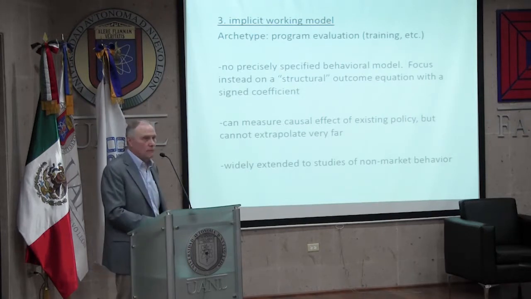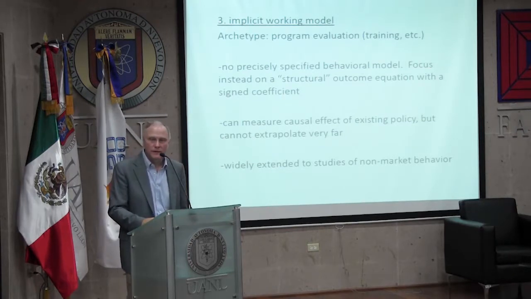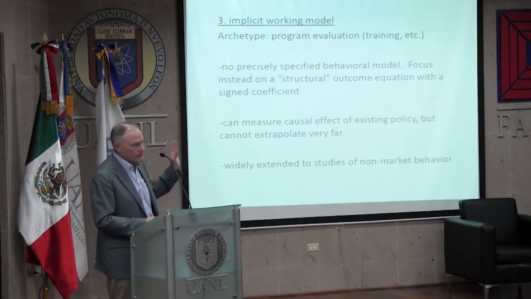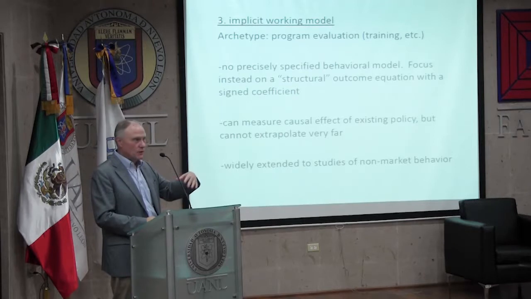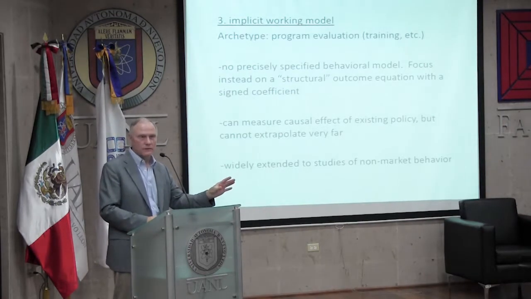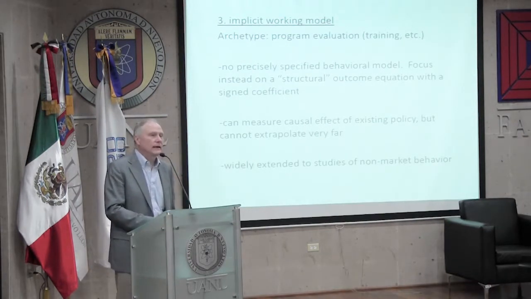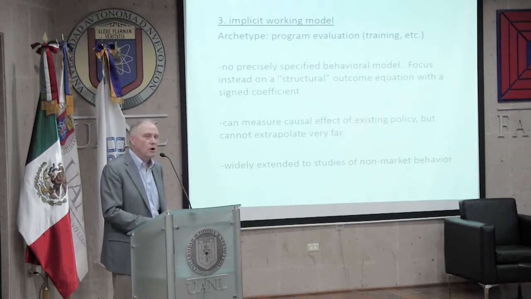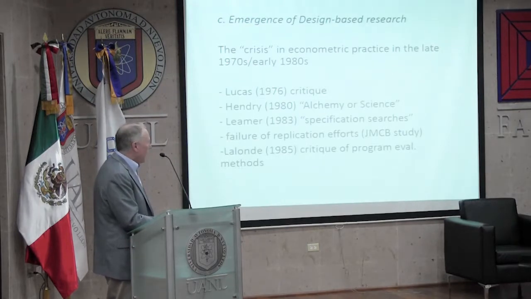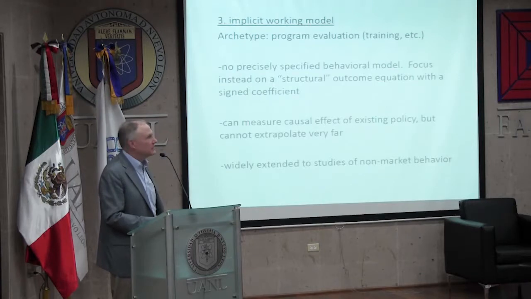The obvious disadvantage of this, and I think lots of people have thought about this in different contexts, is once you've estimated that, there's only so much you can do. You can't easily extend to say what would happen if you were outside of that context. You can sort of ex post analyze how a given program worked, but you can't extrapolate. And this approach has become very widely used to study not just market phenomena, but non-market phenomena because of its appeal. So how did we get to have this design-based research based oftentimes on implicit working models?